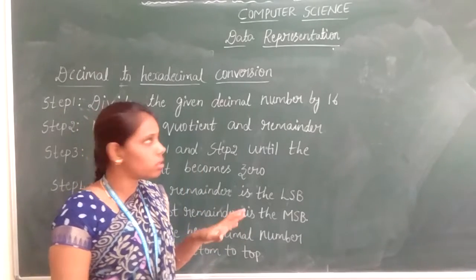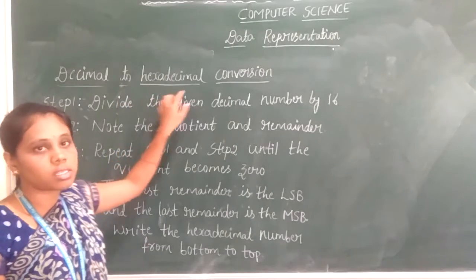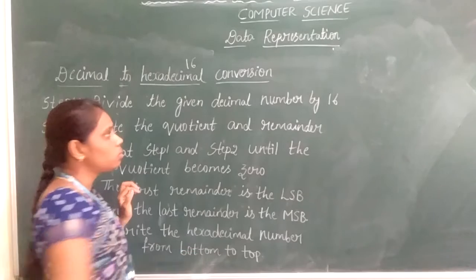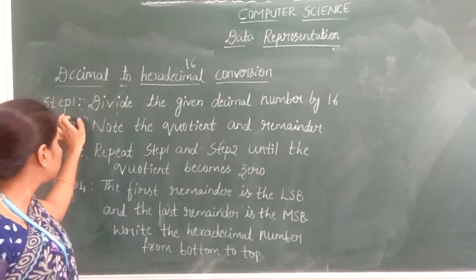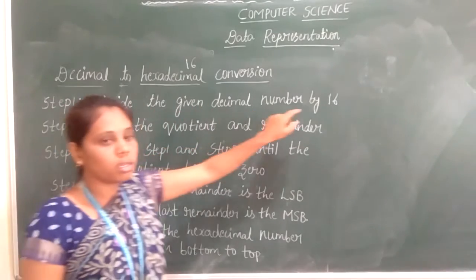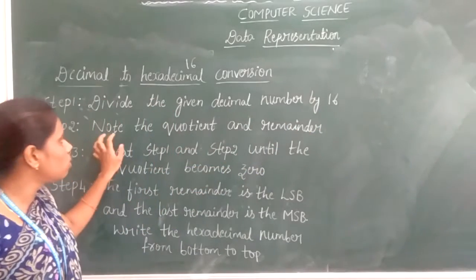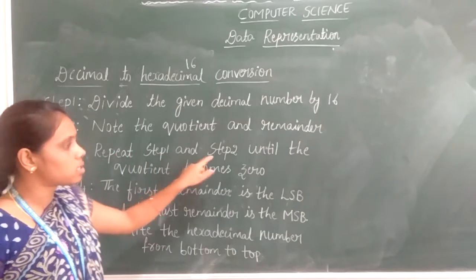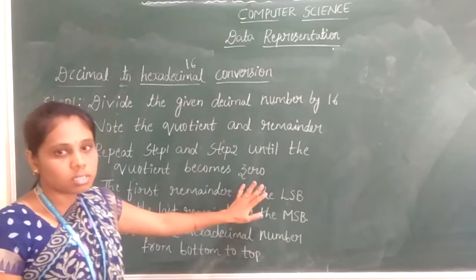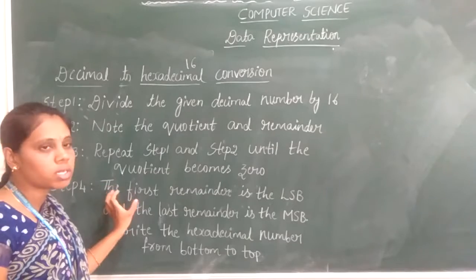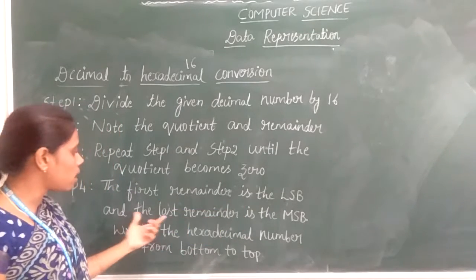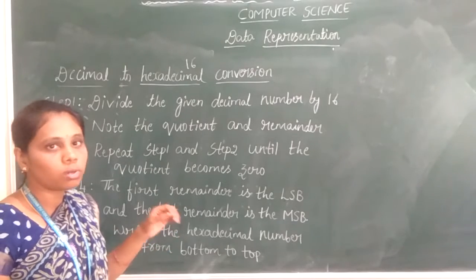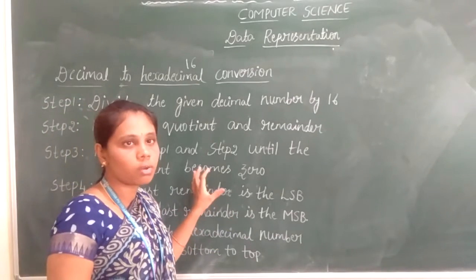Now we will see one more conversion, that is decimal to hexadecimal conversion. The base of hexadecimal is 16. Now the same process should be followed: divide the given decimal number by 16. In step 2, note the quotient and remainder. Step 3 is to repeat step 1 and step 2 until the quotient becomes 0. Again, the first remainder is your LSB, the last remainder is the MSB, and write the hexadecimal number from bottom to top. Now we will see a few examples.